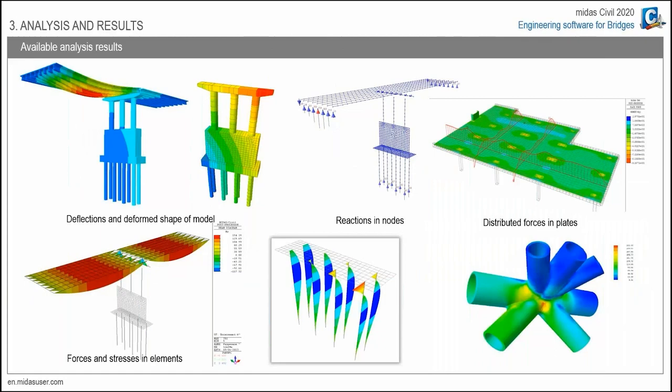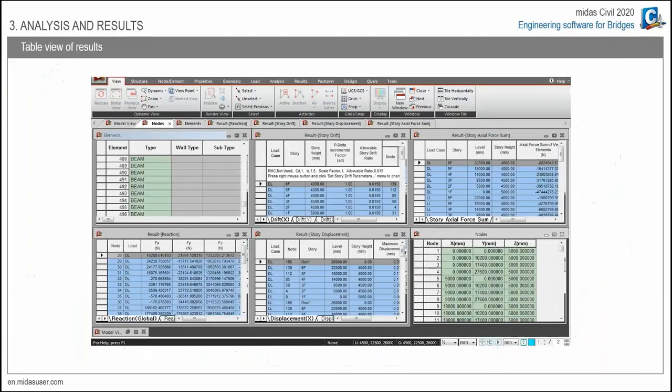Then coming to the output of results, a wide range of graphical outputs are available. We can see normal force, shear force, bending moment, and reactions, and shear force and bending moment for plates using the plate cutting diagram, and various stress contours for plates and solid elements. Whatever results we can see graphically can be seen in tabular format as well. And all these tables are compatible with Excel, so that we can use them for post-processing.